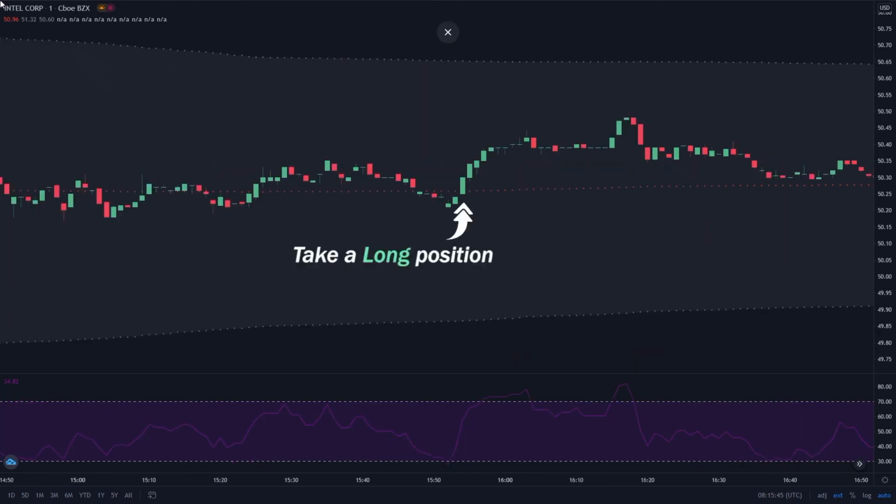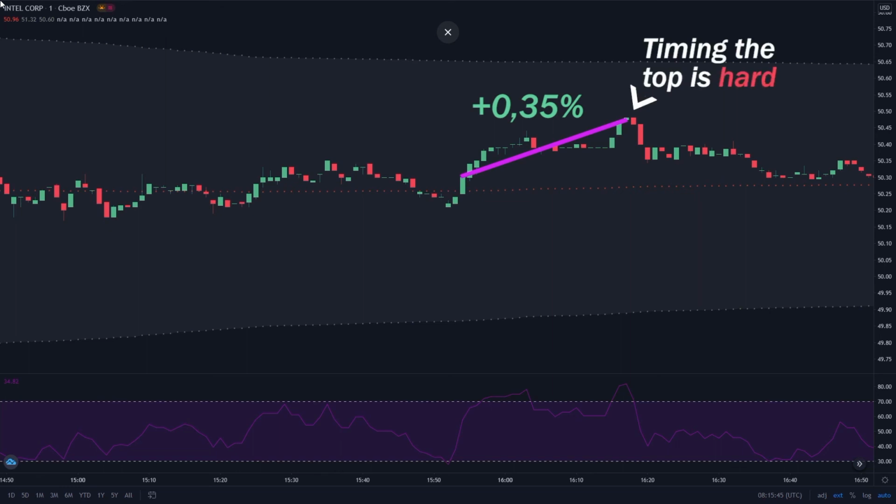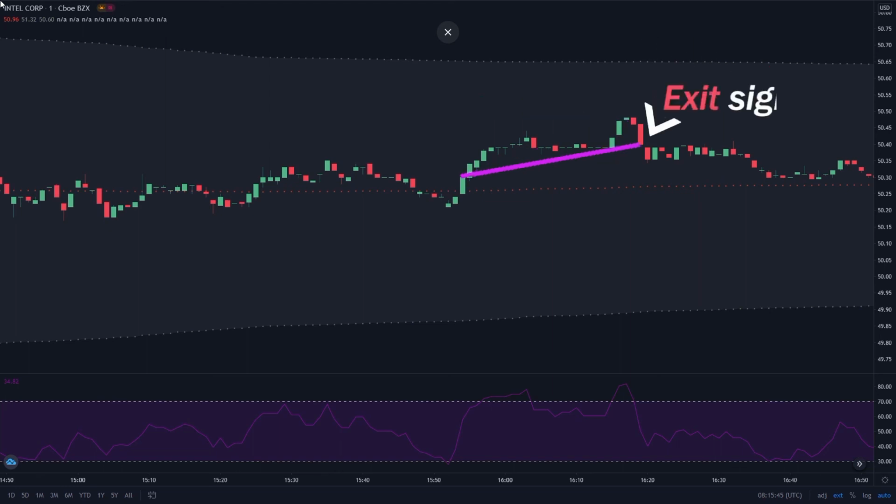So if you took a trade here at the green candle's close, you could have made a 0.35% profit. But of course, it's impossible to time the top like this. So realistically, I would have closed my position at the next candle here.